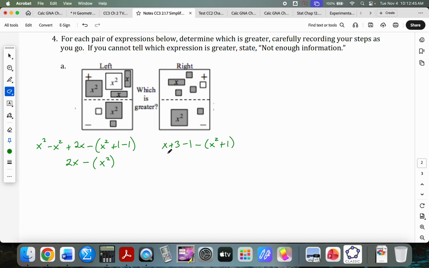All right, here in the positive region, the 3 minus 1 is 2. But that's all I can do. So simplify as much as you can. Then we're going to flip these up. So I'm going to have 2x minus x squared and x plus 2 minus x squared minus 1.